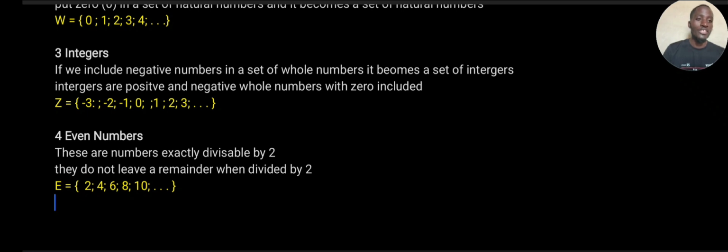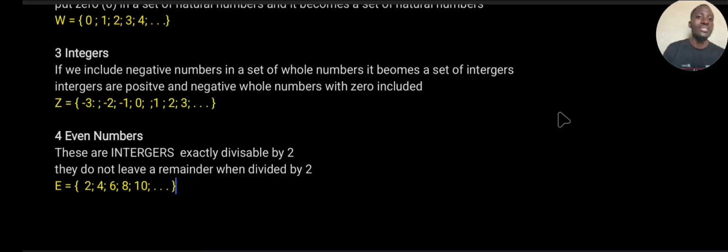So the proper definition of even numbers is that these are integers exactly divisible by 2. Let's just remove the word numbers and put the word integers, because it is the more correct word to say. So these are integers exactly divisible by 2. So minus 16 is also an even number because it is an integer divisible by 2.